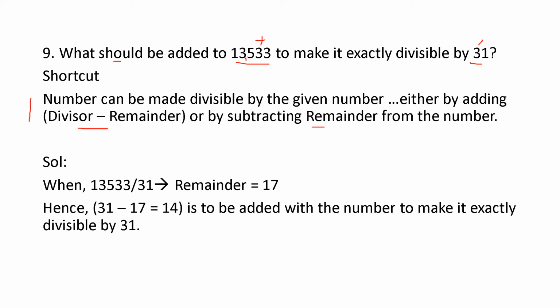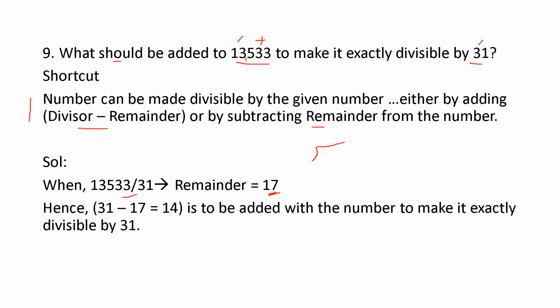So the given number is 13,533, divided by 31. Just divide. We know how to divide. Just the way you divide, you find the remainder as 17.